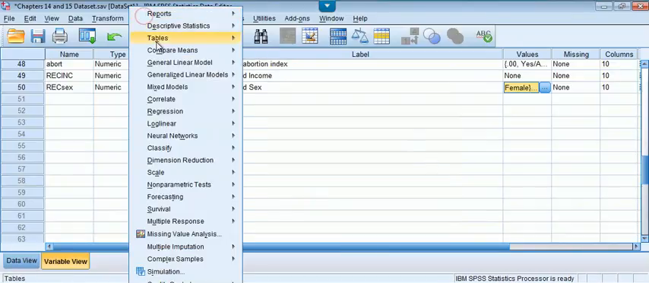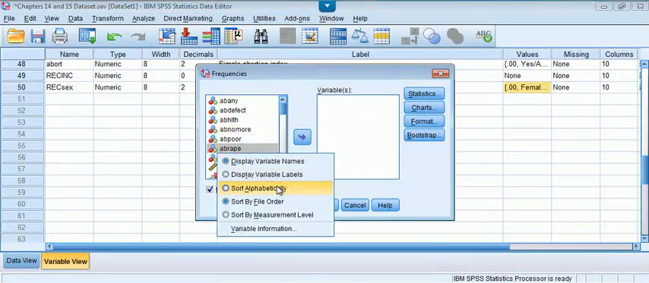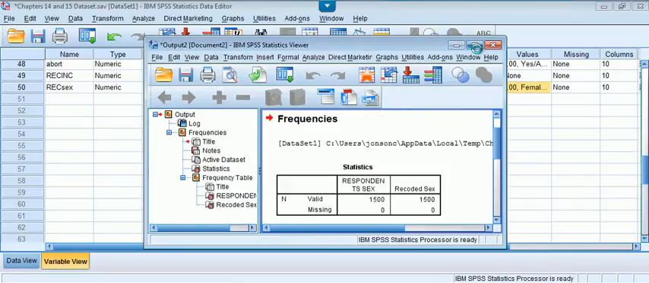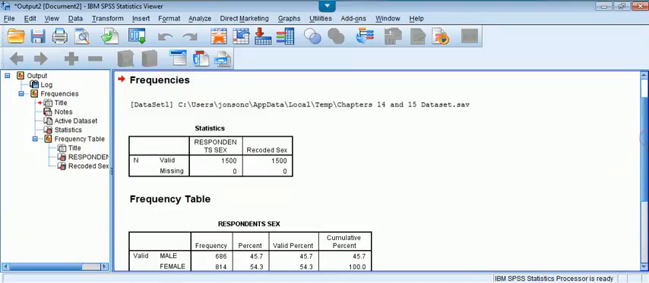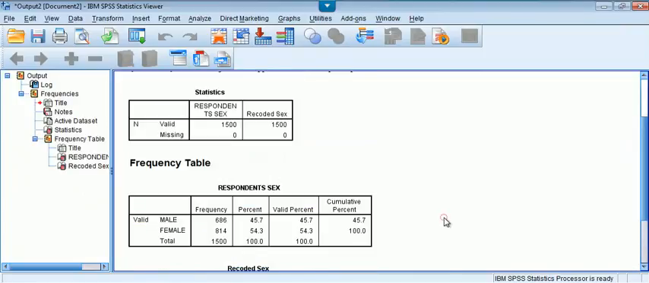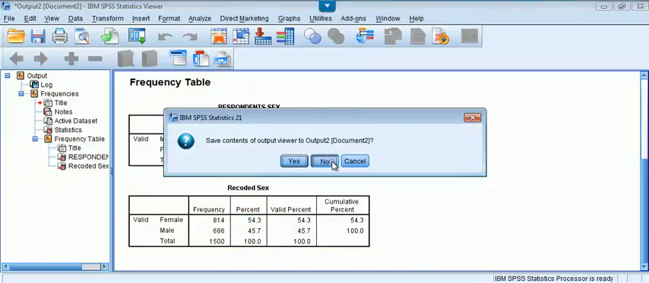You can go in and double check this by going to descriptives, frequencies, and right click to get variable names and sort alphabetical. Come down here, click on sex, and now click on the recoded sex. Make sure this was recoded correctly. And as you will see, you can see that this was recoded correctly. In the original variable there are 686 males, and in the recoded variable you have 686 males. There are 814 females in the original variable, and the recoded has 814 females in the recoded variable. So you can get rid of that.